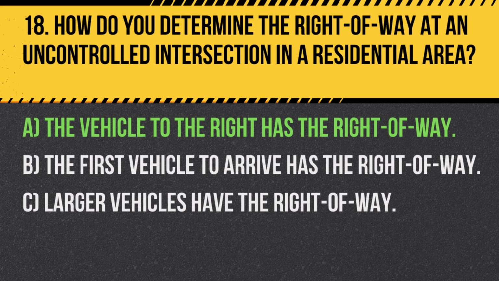Answer A. The vehicle to the right has the right-of-way. This rule helps prevent confusion and collisions at intersections without signs or signals.